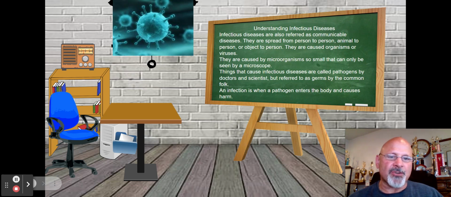Infectious diseases are also referred to as communicable diseases. They are spread from person to person, animal to person, or object to person. They are caused by organisms or viruses. They are caused by microorganisms so small that they can only be seen by a microscope. Things that cause infectious diseases are called pathogens by doctors and scientists, but referred to as germs by the common folk. An infection is when a pathogen enters the body and causes harm.